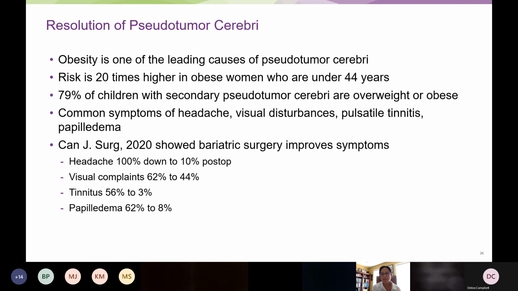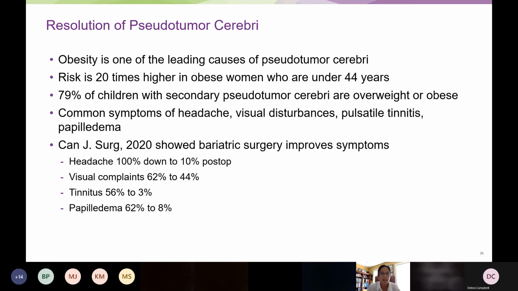The common symptoms of pseudotumor cerebri include headache, visual disturbances, pulsatile tinnitus, and papilledema. A recent article in the Canadian Journal of Surgery showed how bariatric surgery actually improves symptoms of pseudotumor cerebri. In fact, it's now in one of the algorithms to help get rid of pseudotumor cerebri before shunting.